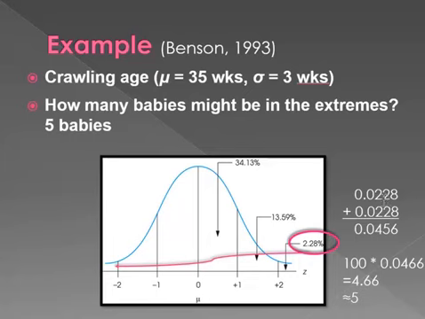So 0.0228 is the proportion in this tail. This 0.0228 is the proportion in this tail. And if we add it up, we get a proportion of 0.0456. If we take our sample size and multiply it by that proportion, we get a value of 4.66. But again, we're talking about the number of babies, so we would round that appropriately. In this case, we would round up, and we might expect 5 babies to be in the extremes, 5 babies to end up in the tails. Well, not 5 above, but a total of 5 would be either 2 standard deviations above or 2 standard deviations below.